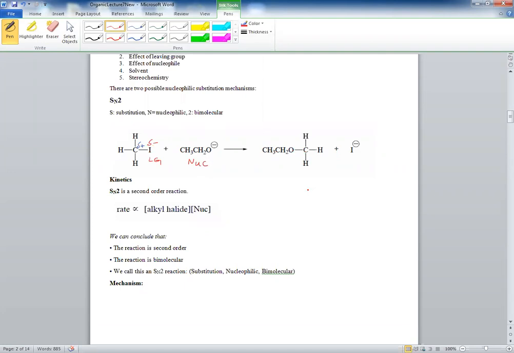So SN2 is a second order reaction. You find that out, of course, experimentally. I'm not asking you to do that on your own, you'd have to do it experimentally. The rate is proportional to the concentration of the alkyl halide and, of course, the concentration of the nucleophile.